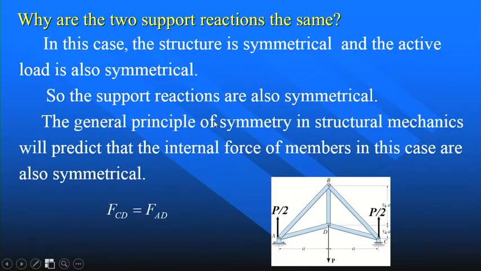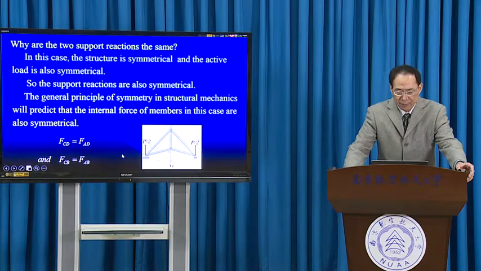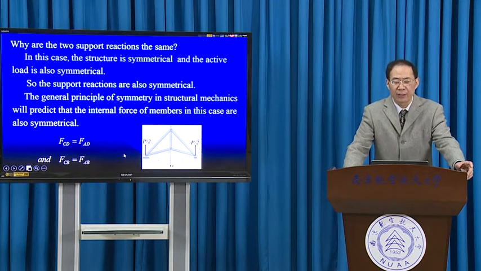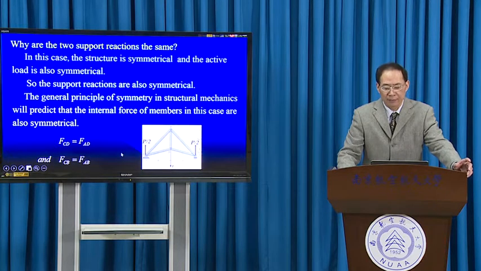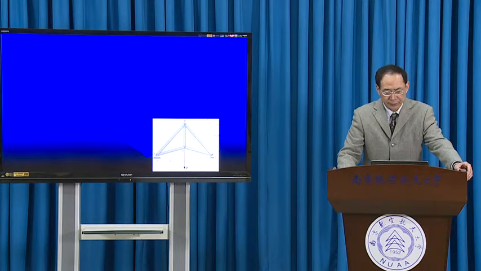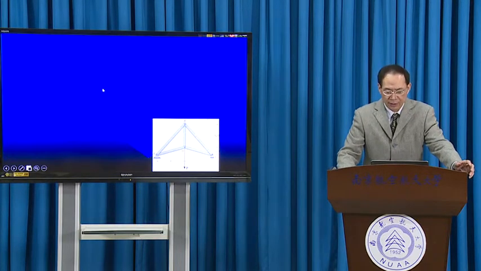So we just use this principle. We can get the conclusion. FCD will also equal FAD, and FCB is also equal to FAB. So this is the result of symmetry. Both the external forces and the internal forces are equal correspondingly. So this will save us much effort.